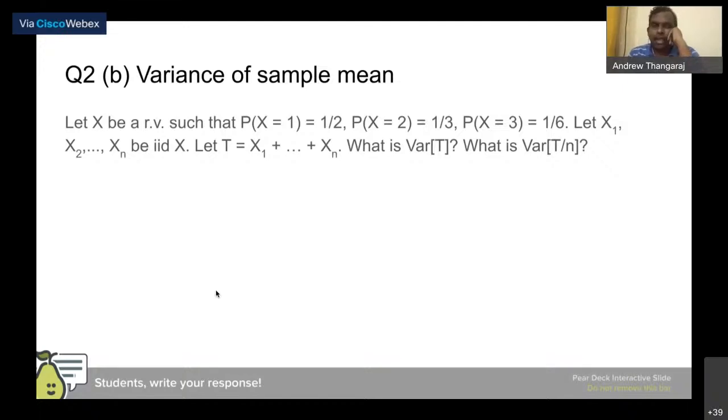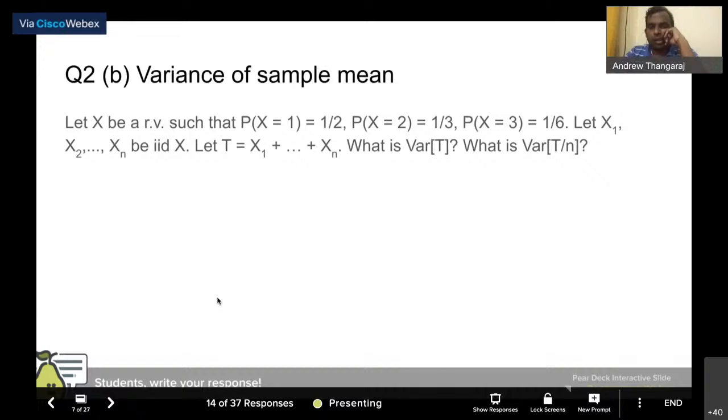So when you add IID independent random variables, the variances add. When you divide by a constant, what happens to the variance? It gets divided by what? The square of that. So you have to use that fully. Yeah, that's true. Square of the constant, that's true.